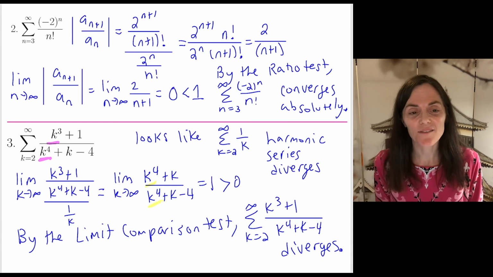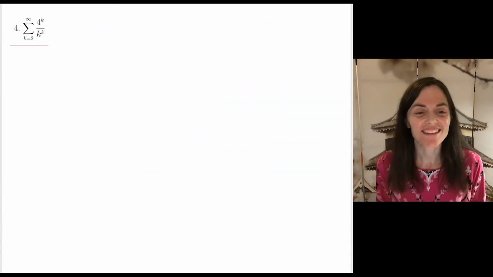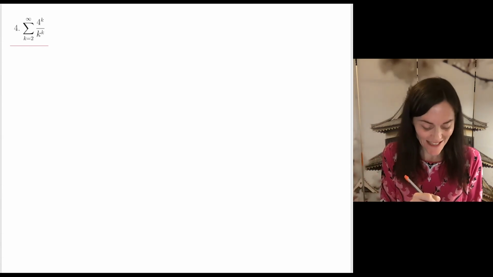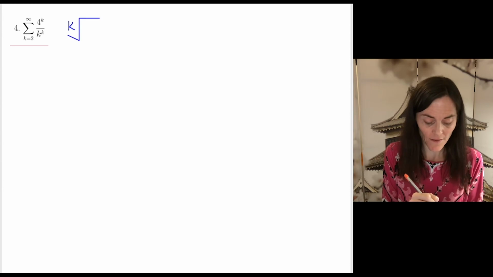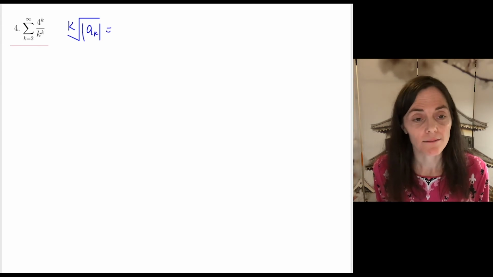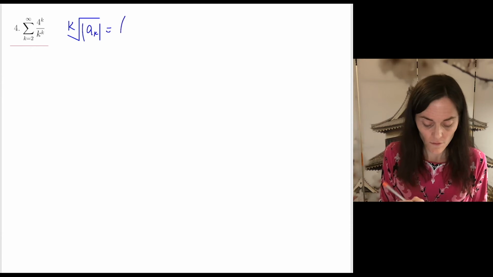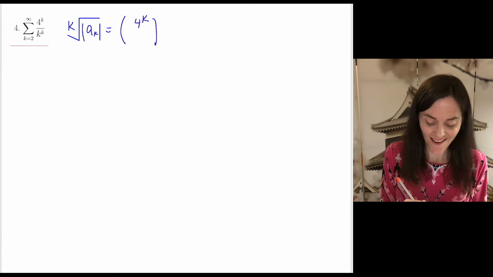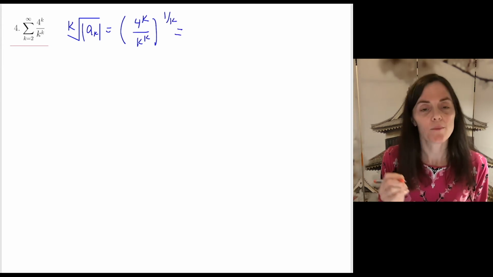This is the end of number 3. Number 4, root test. Okay, so let's look at the kth root of the absolute value of a_k. In this situation, this is a non-negative series, so I don't necessarily need the absolute value, but here, 4 to the k over k to the k, and then raised to the 1 over k power.